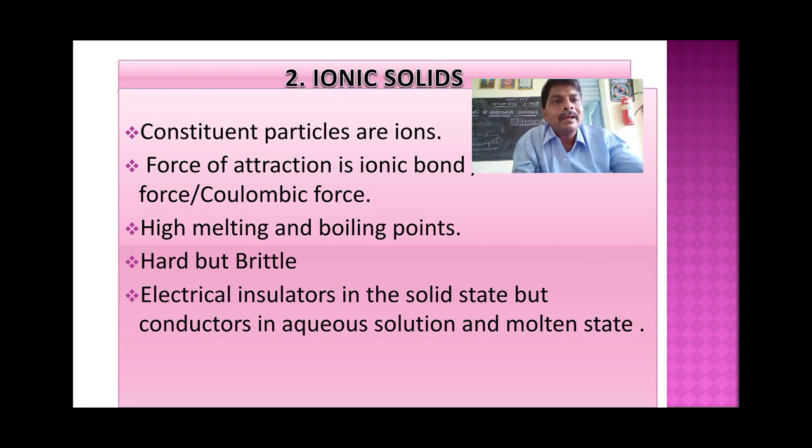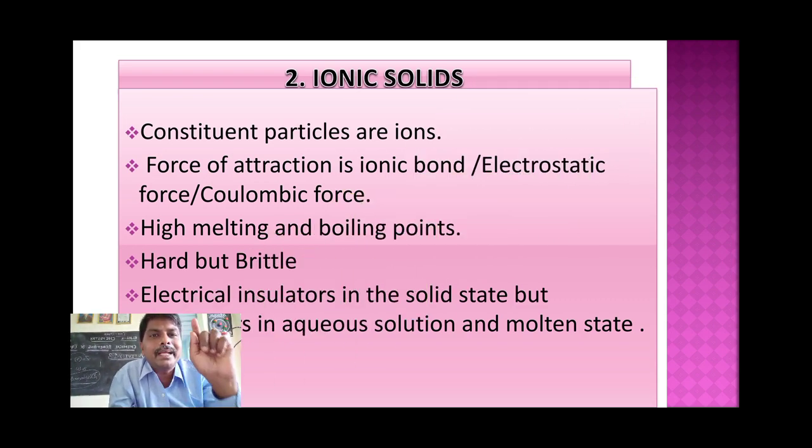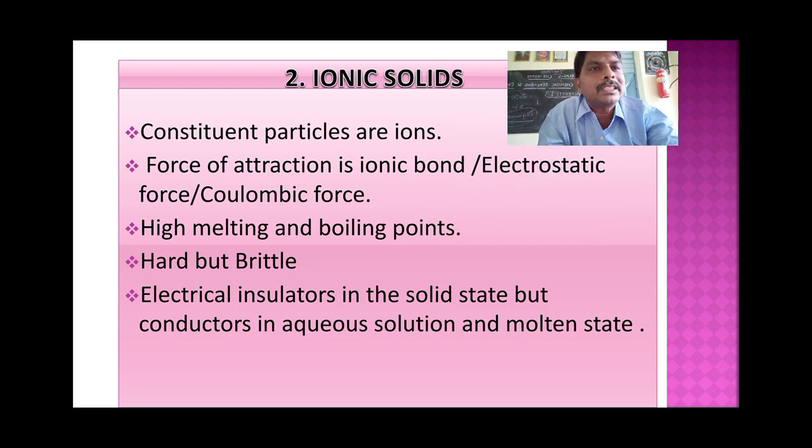But in the aqueous state, these ions can move easily. In molten state, movement is possible. Ionic solids are good conductors in aqueous state or in molten state because of movement of free ions. But the same ionic compounds are insulators, bad conductors of electricity in solid state because there is no movement of ions. You can say, solid NaCl is a bad conductor of electricity. Aqueous NaCl is a good conductor of electricity.